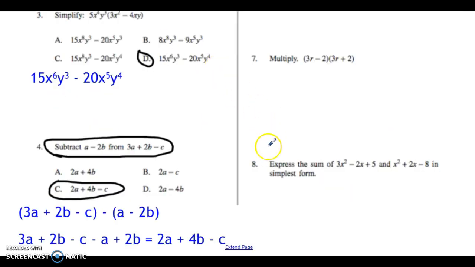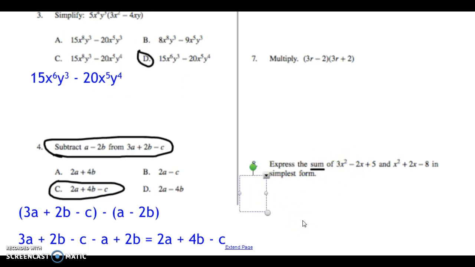Last on this page, I want to talk about the number 8. It says express the sum of 3x squared minus 2x plus 5 and x squared plus 2x minus 8 in simplest form. This word, sum, is talking about addition. If it had said product, we would be multiplying. But since it says sum, we're going to add them. We're going to combine like terms.